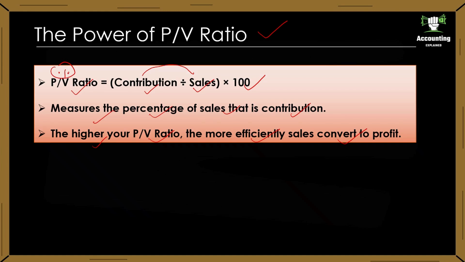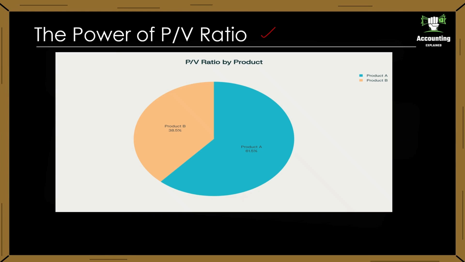Let us understand about PV ratio with a pie diagram. Here, this is a pie diagram of a company which manufactures two products. Blue color is product A and orange color is product B. Here, product A gives you a PV ratio of 61.5% and product B gives a PV ratio of 38.5%. So it means product A gives you more profit. As I have already told you, more the PV ratio, more the profit, right? So the PV ratio tells you what part of every rupee you sell goes straight to profit. So it is related to the sales. The higher the PV ratio, it's better for your business.